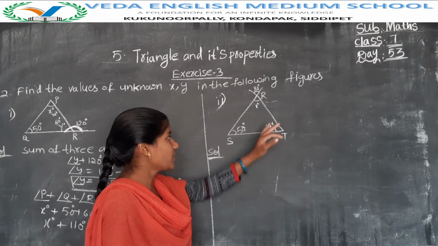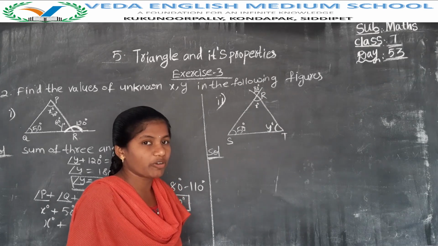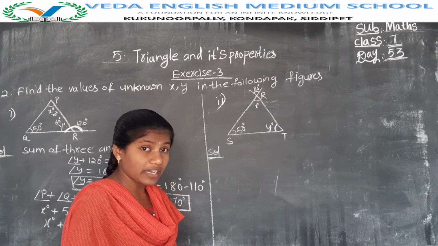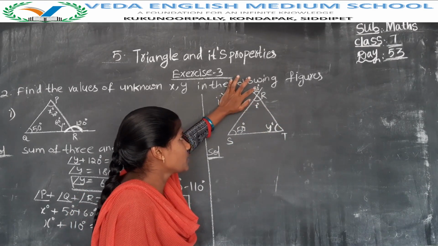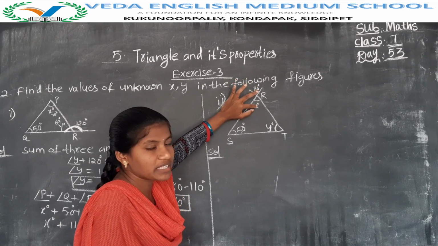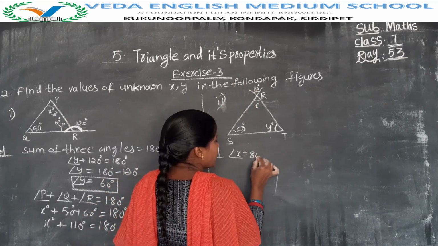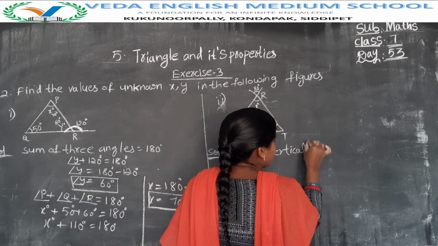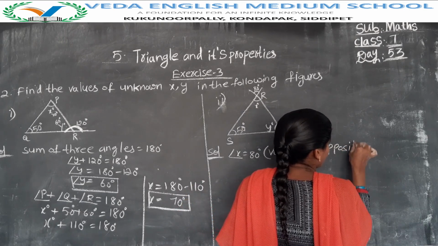Observe this figure carefully. See, these two are vertically opposite angles. As we have already learned in our previous classes, in the 4th chapter, lines and angles, vertically opposite angles are equal. So angle x is opposite to 80 degrees. Since that is 80 degrees, x is also 80 degrees. So angle x is equal to 80 degrees. Why? Because vertically opposite angles are equal.